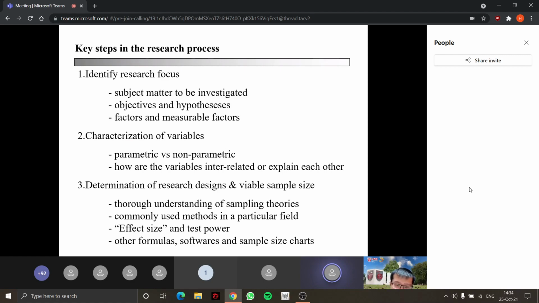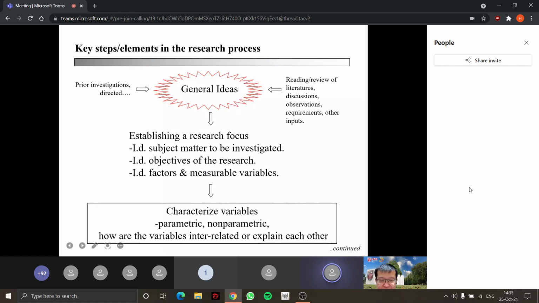And then organization of resources, data collection, data screening, data analysis, and of course, how to write the whole thing up. Now, let's look at this chart again. I already covered this, okay? The first thing is getting an idea and deciding what will be your research focus. What are you going to look at? And then next will be to characterize your variables and so on and so forth. Okay, now let's look at what you should be doing.